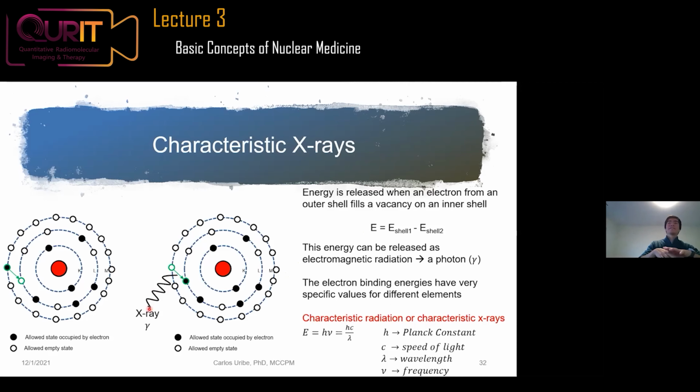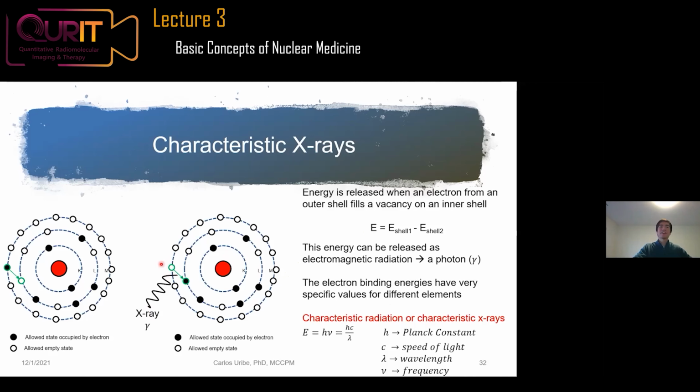And different elements in nature have different organizations of the different shells. So we call them characteristic X-rays because the energy of those different X-rays is very particular to that particular element, to that particular atom. By looking at the radiation, by the frequency or the wavelength, we're able to determine where it comes from. So we call this a characteristic X-ray.